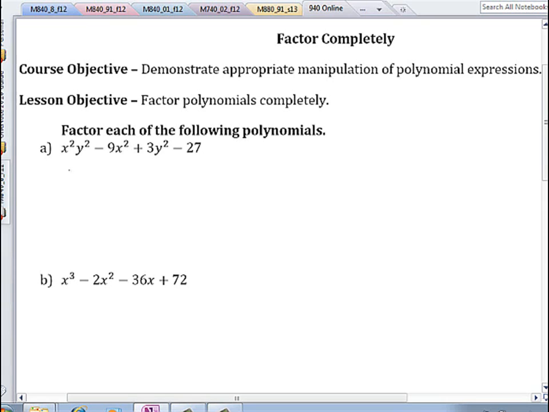So our first example is x squared y squared minus 9x squared plus 3y squared minus 27. Since it has 4 terms and there isn't a number or a variable that I can factor out, I'm going to do factor by grouping. So always factor by grouping when you have 4 terms.